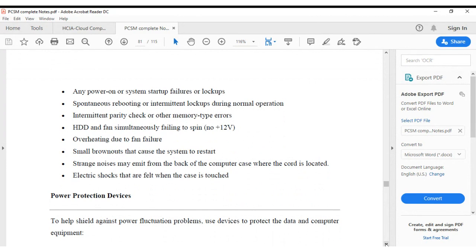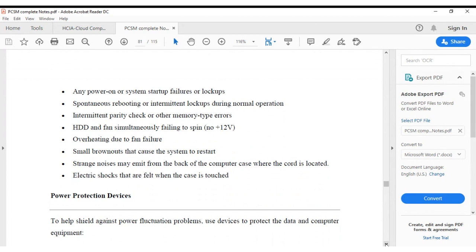Then you might hear strange noises. Strange noises may emit from the back of the computer case where the cord is located. That can also be a problem of the power supply.